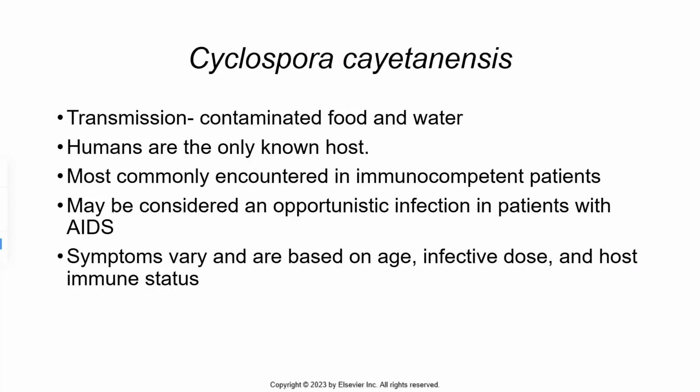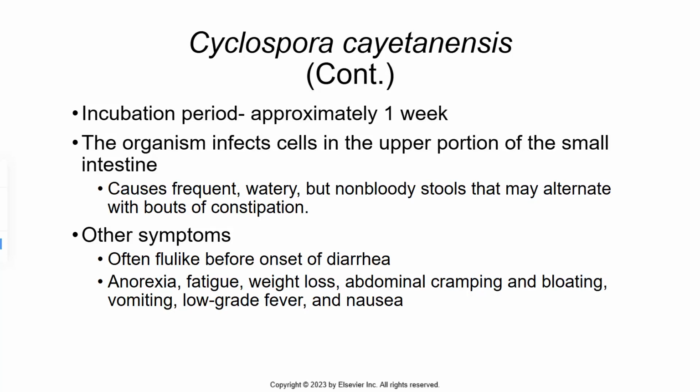Cyclospora. Transmission would be contaminated food and water. Humans are the only known host. Most commonly encountered in immunocompetent patients, may be considered an opportunistic infection in patients with AIDS. Symptoms vary based on age, the infective dose, and host immune status. Incubation period approximately 1 week, and then causes frequent watery but non-bloody stools that may alternate with bouts of constipation.